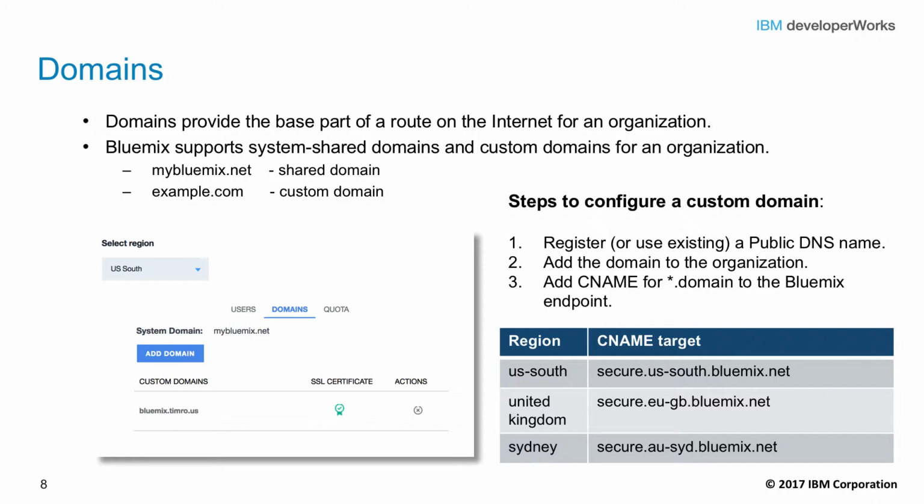In order to be able to use a custom domain that your organization owns, you need to add the domain to your Bluemix organization and then update the public DNS to use a CNAME record to redirect traffic to the domain for the Bluemix secure endpoint for the region where your application is running.